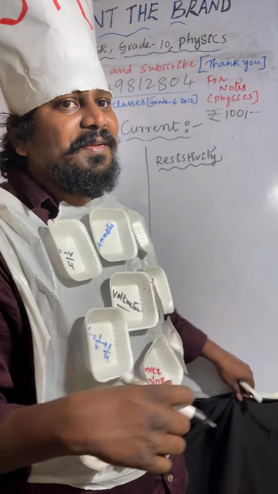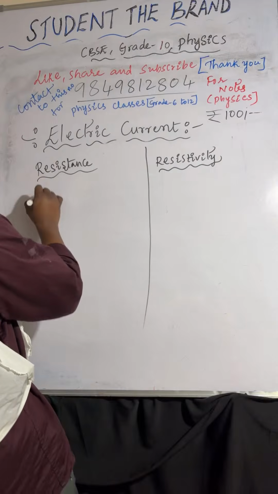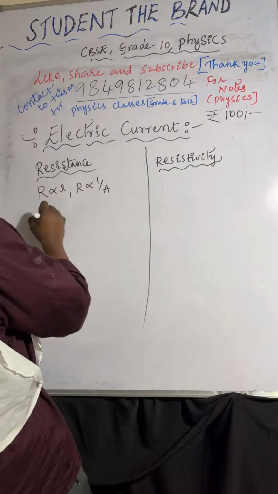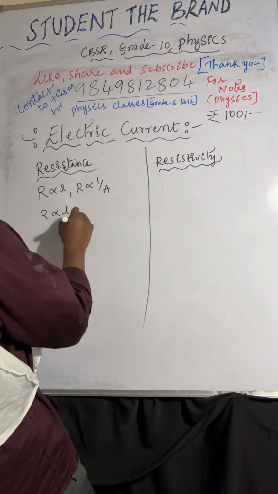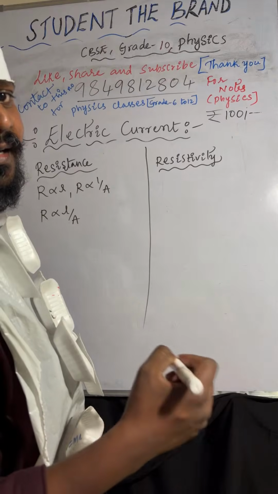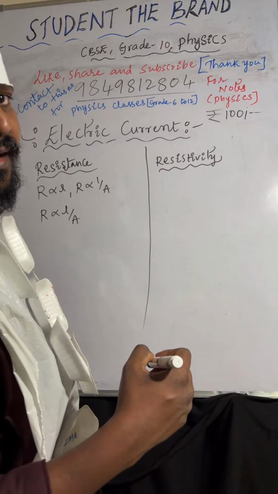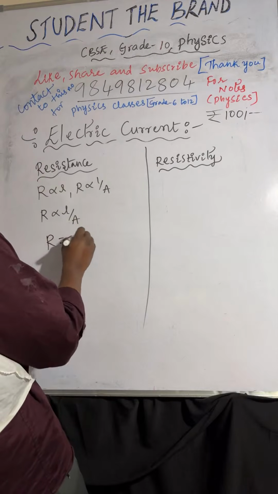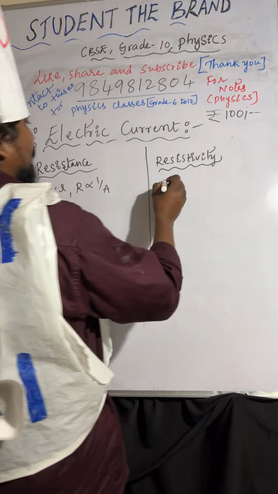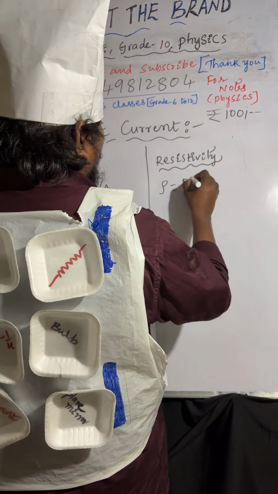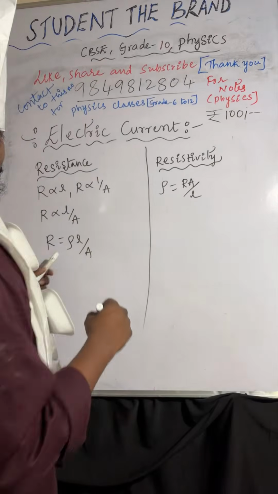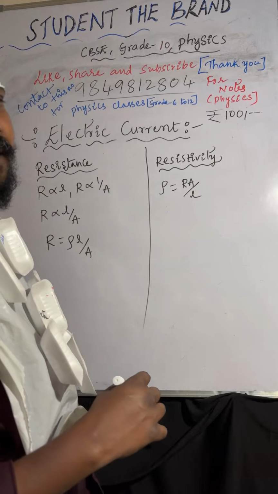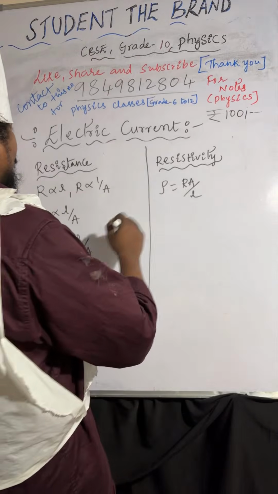Thank you. So here R is directly proportional to the length of the conductor. R is inversely proportional to the area of cross section. R is directly proportional to L by A, and R equal to rho into L by A. Now here you can see rho equal to RA by L. Understood?